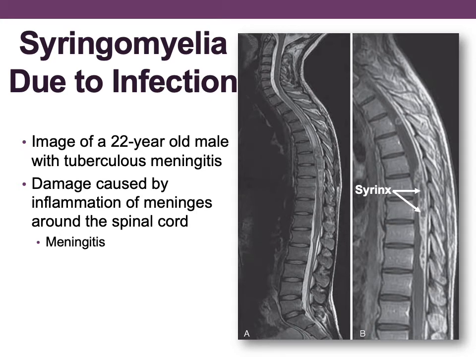Syringomyelia due to infection. This is an image of a 22-year-old male with tuberculous meningitis. Meningitis is caused by inflammation of the meninges around the spinal cord. You can see in the MRI, in the inflamed area, there are at least two syrinx developments within the spinal cord where the tuberculosis has caused the inflammation.